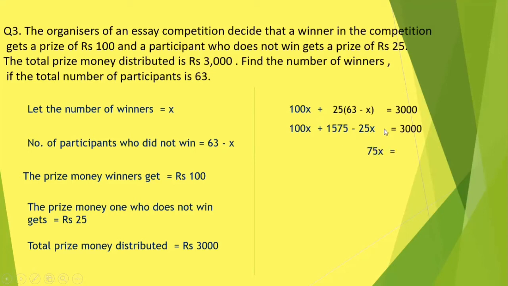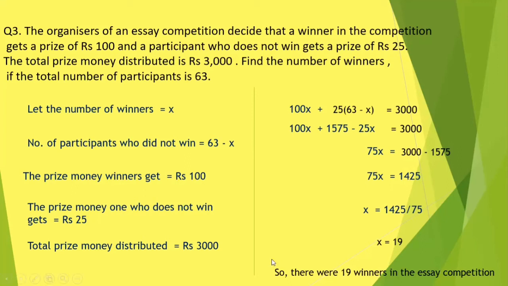100x minus 25x is 75x. 1575, when it goes to the other side, it will be subtraction. So we get 3000 minus 1575. So we get 75x is equal to the subtraction of this. We get 1425. Again, the inverse of multiplication is division. So if I have to isolate x, I have to divide by 75 on both sides. Dividing by 75 here, x remains and we get x is equal to 1425 divided by 75, which is 19. Thus, there are 19 winners in the essay competition.